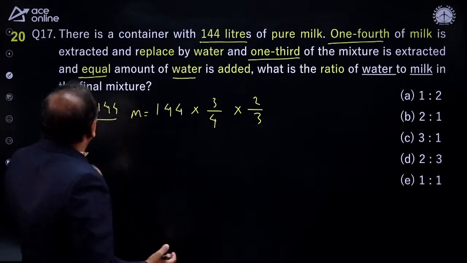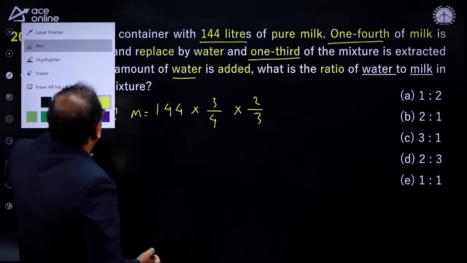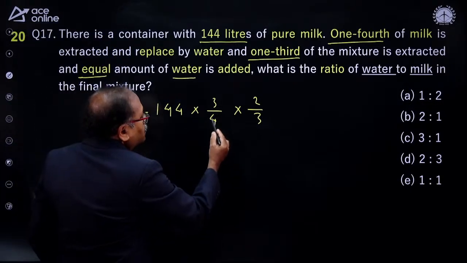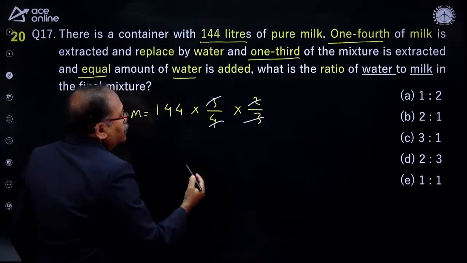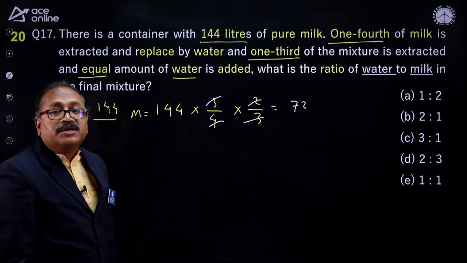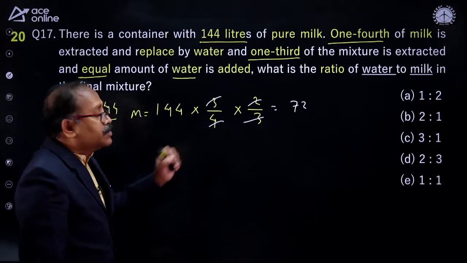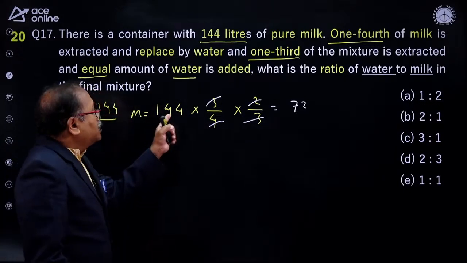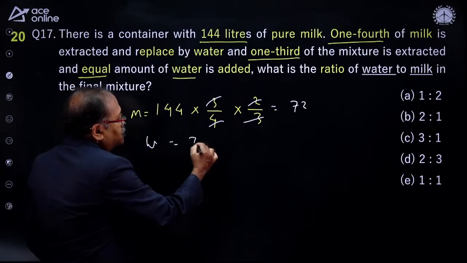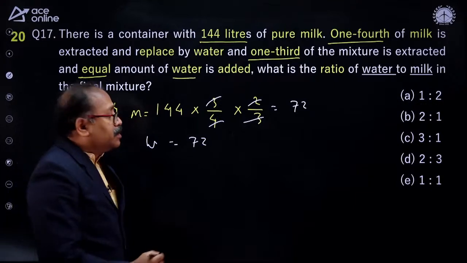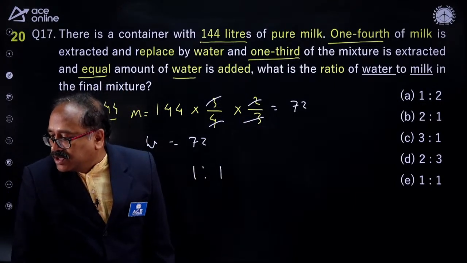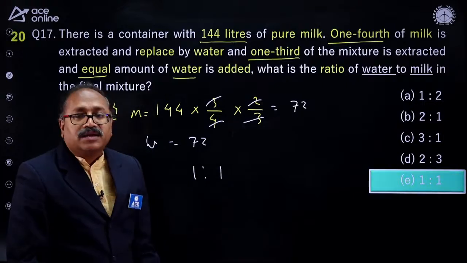Anyone answered it? Look at this part now. How do I find out the milk part? Cancel this 3, 3, this is 2 times, and with 2 this comes to 72. So 72 liters is milk. Then water is also 72, because 144 minus 72, so the water will also be 72. What is the milk to water ratio? 72, 72 is nothing but 1:1. Yes, Anil Kumar, you said rightly. 1:1.